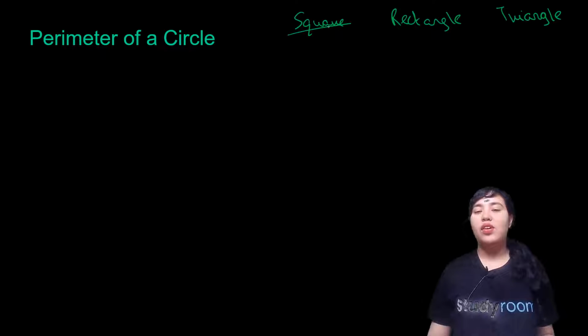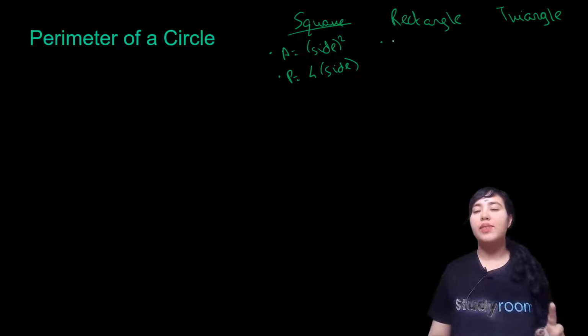So first let's see, for a square, if I give you one side of the square, what will be the area? It's going to be side square. And what can you say about its perimeter? It will be 4 times the side of your square. Talking about a rectangle, if I give you the length and breadth of my rectangle, the area will be L into B. And what about the perimeter? It will be twice of L plus B.